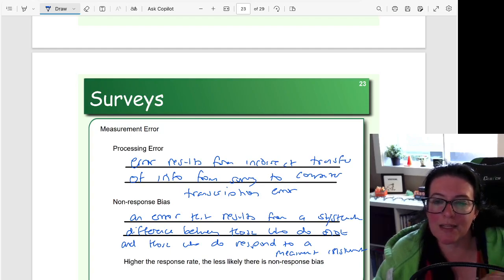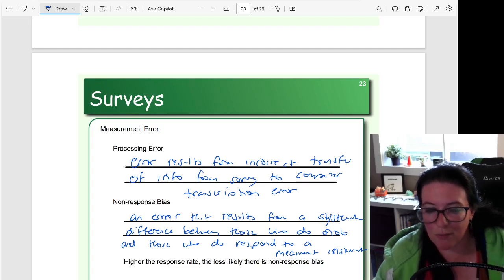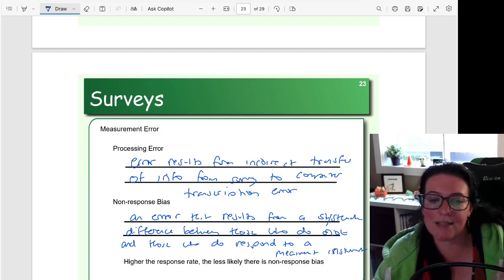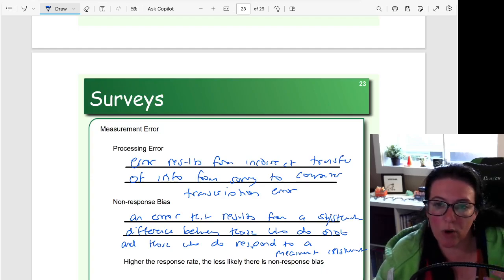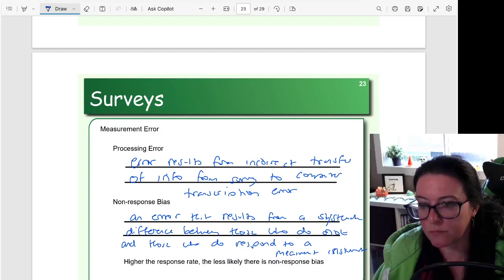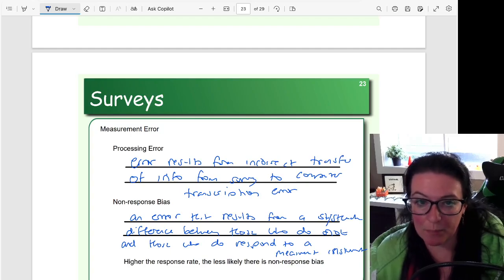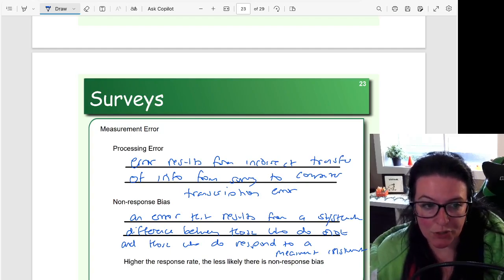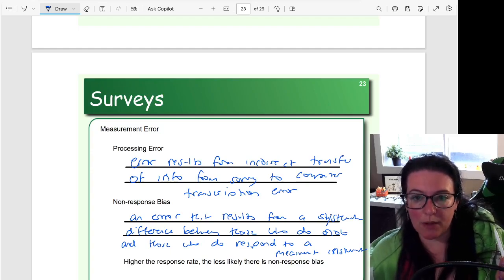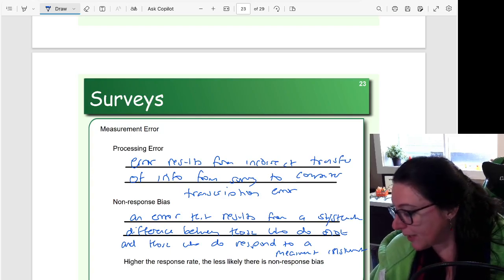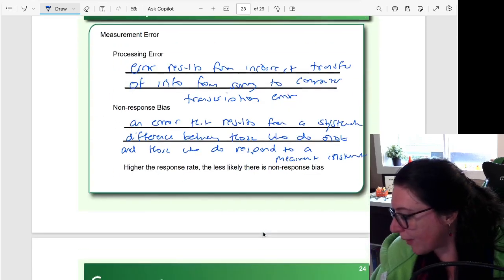So how do we get a higher response rate and a lower non-response bias? We have shorter surveys, we do multiple contacts, we create incentives. We're trying to encourage more people to participate. Our concern with non-response bias is that we no longer have a representative sample. It no longer represents the population as a whole. Now, the higher the response rate, the less likely there is a non-response bias. So we need to be able to calculate what our response rate is.